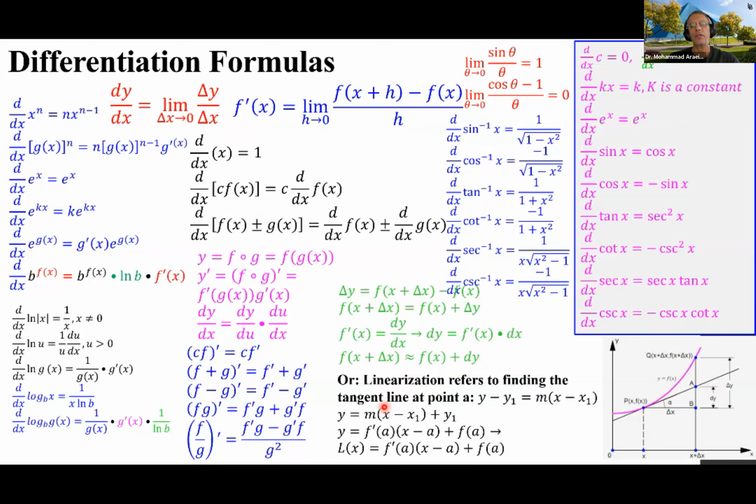Linearization refers to finding a tangent line, and you have to find the tangent line. You can go with the point slope. Those are also the definition for E.